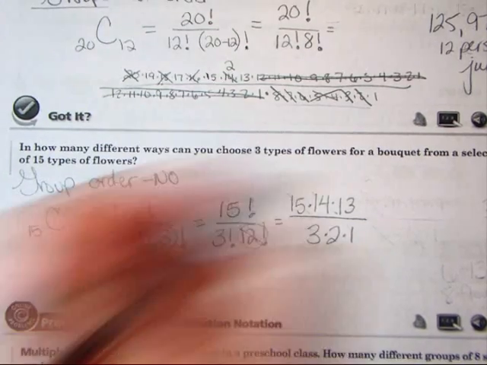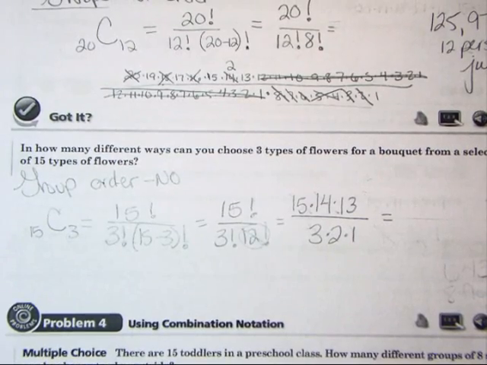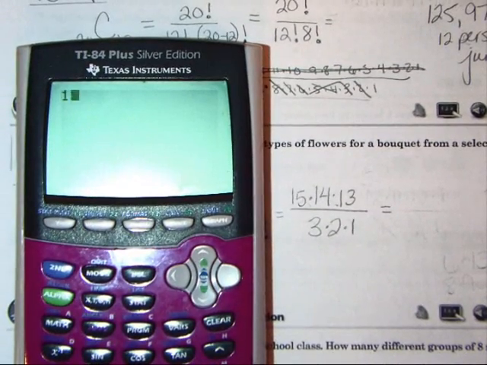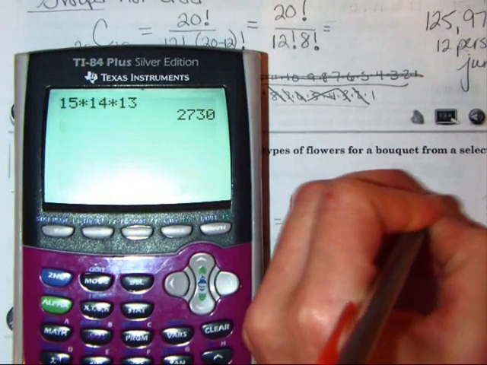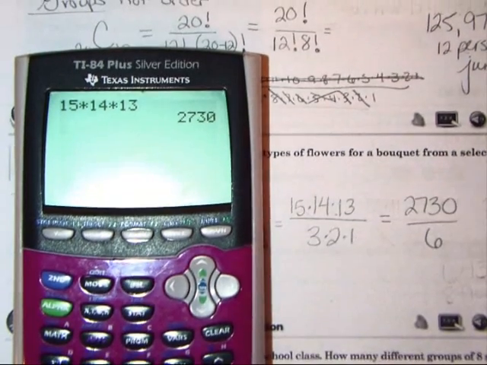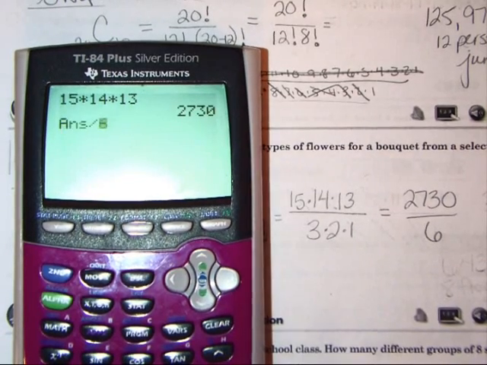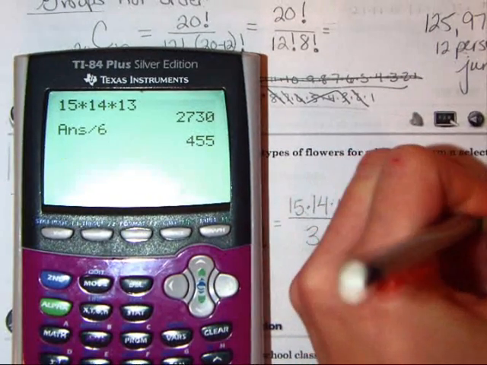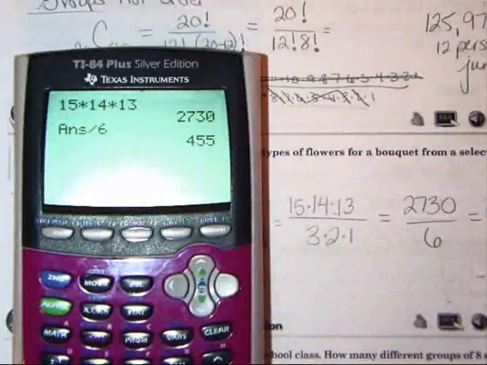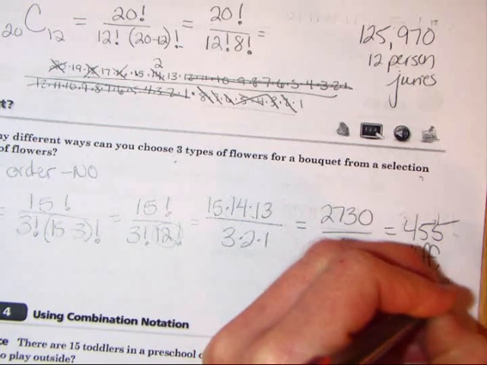Now this isn't bad, right? You don't even have to cancel out if you don't want to. If you want to cancel the 15 and the 3, go for it. Or just multiply the numerator: 15 times 14 times 13. So we get 2730 on the top. And on the bottom, you get a whopping 6, because 3 times 2 times 1. Now if you divide this out, you get your final answer of 455 different 3 flower bouquets.